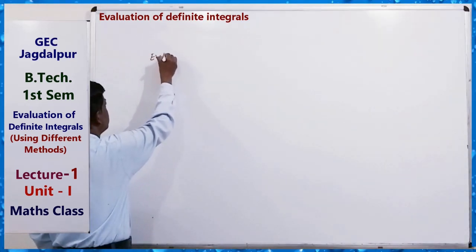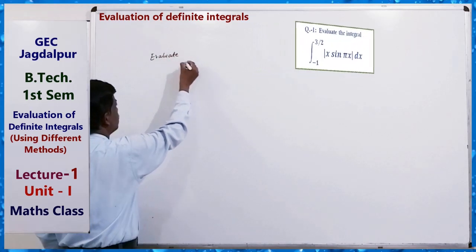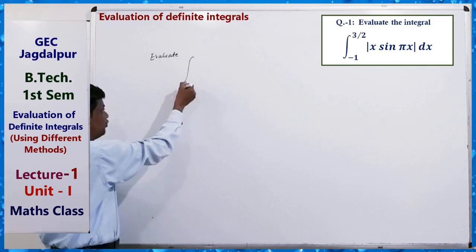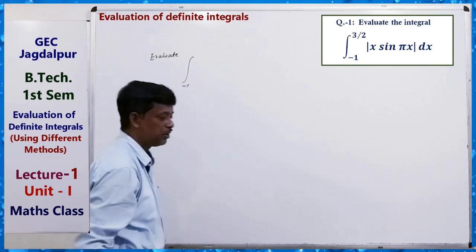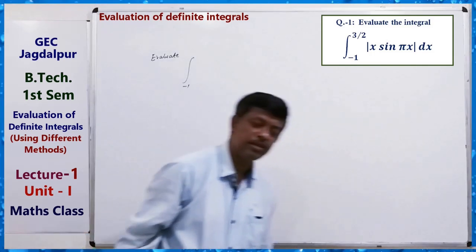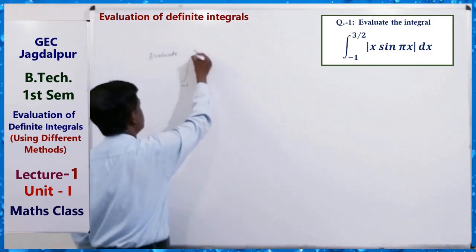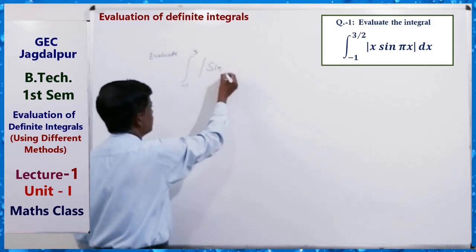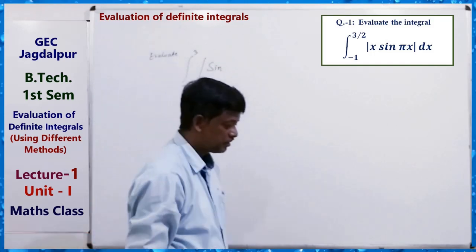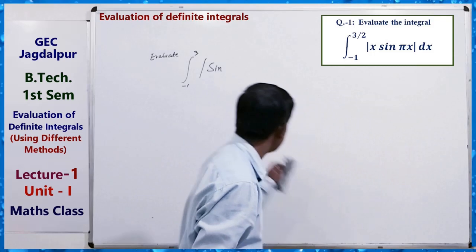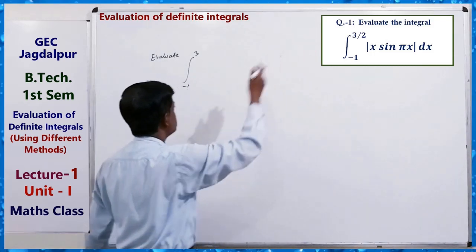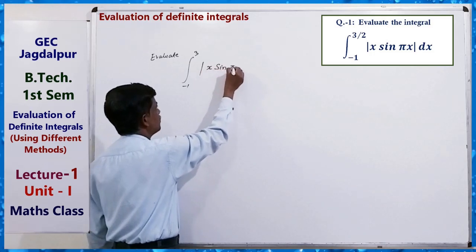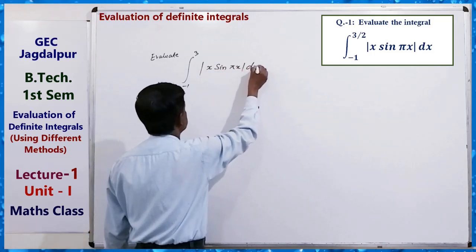Evaluate the integration from minus 1 to 3 by 2 of mod of x sine pi x dx. This is the question: mod of x sine pi x dx, from minus 1 to 3 by 2.